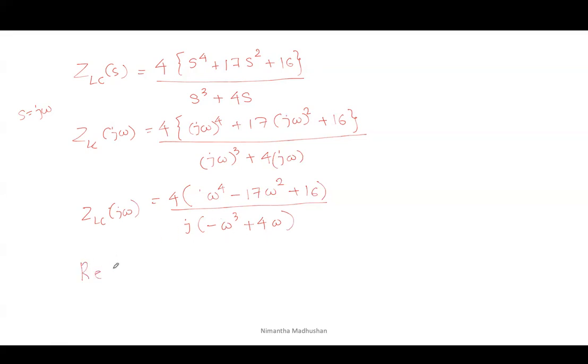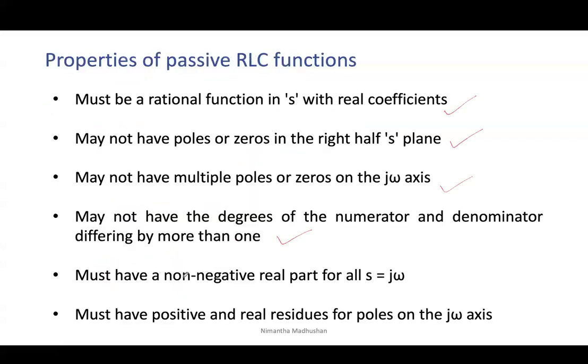If I consider the real part of this Z_LC, you can see the denominator is the imaginary part. Then the real part of this function is 0. Then the fifth property says it must have a non-negative real part for all s equal to j omega. Real part is 0, which is non-negative. Then that condition is satisfied.